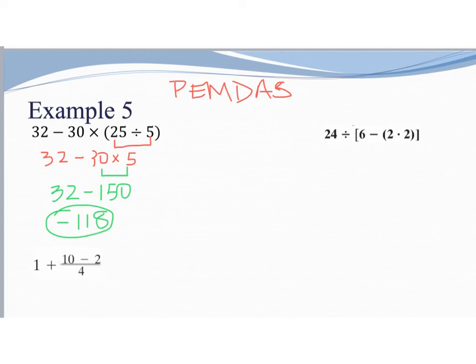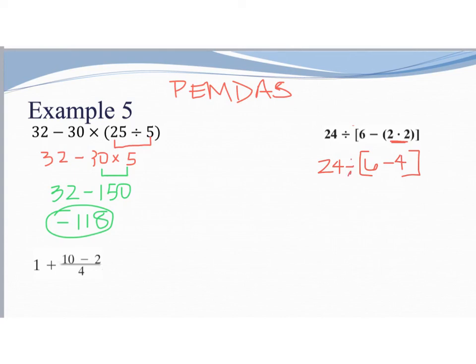Likewise, if I come over here to the problem on the right, I see that we have 24 divided by 6 minus the quantity of 2 times 2. So I have to start out with my inside most set of parentheses, which would be this right here. So this is going to give me 4, and this is inside of brackets. So I really have 6 minus 4 left inside of the brackets. And then I'm going to go 24 divided by that.